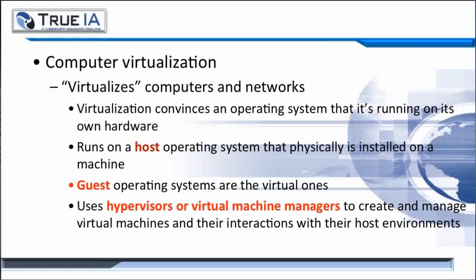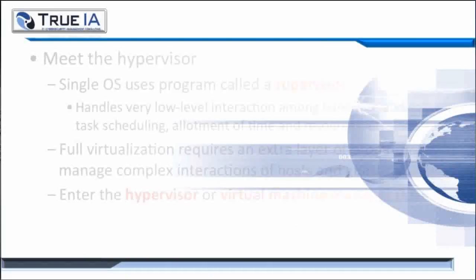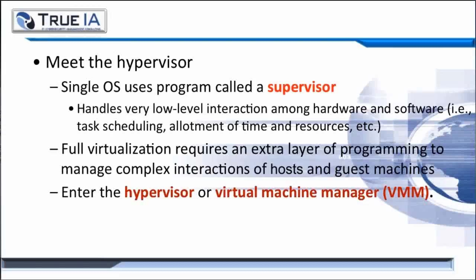They use things called hypervisors and virtual machine managers to create and manage virtual machines and their interactions with their host environments. A hypervisor is a single OS that uses a program called a supervisor. It handles the very low-level interaction among the hardware and software. Full virtualization requires an extra layer of programming to manage those complex interactions of hosts and guest machines. That's where the hypervisor and the virtual machine manager, the VMM, comes in.